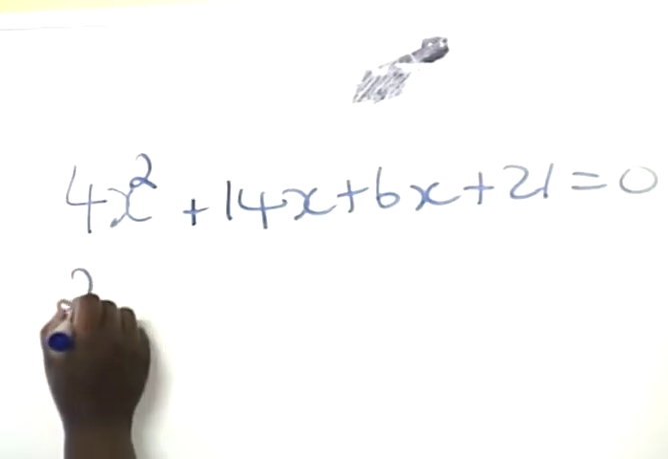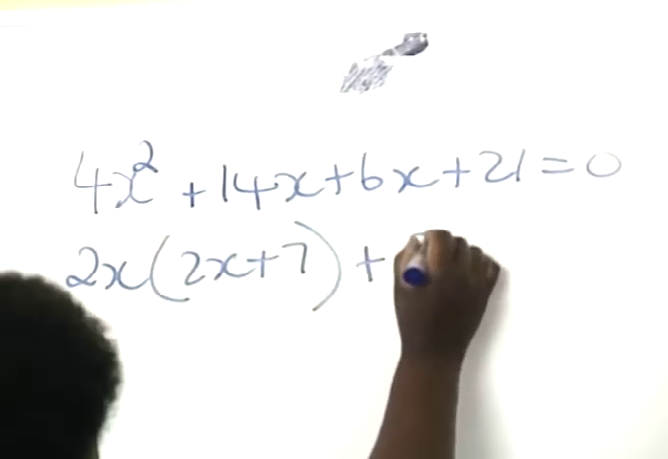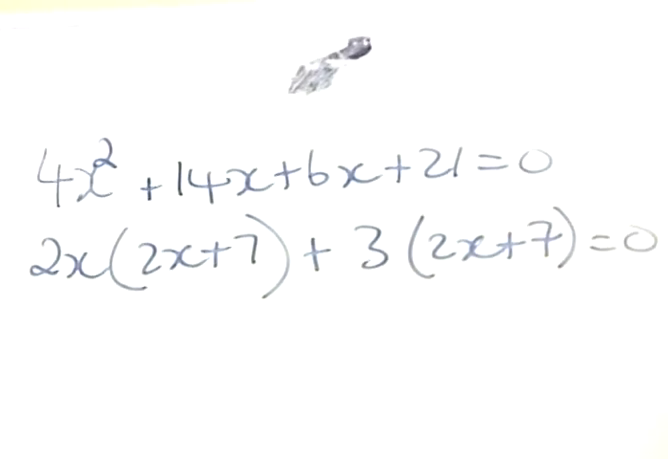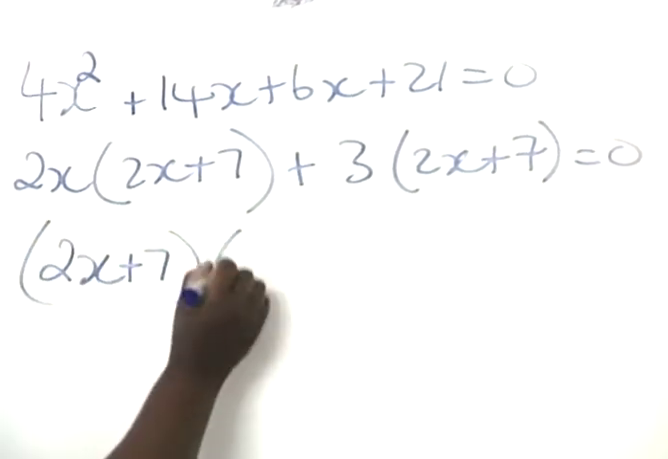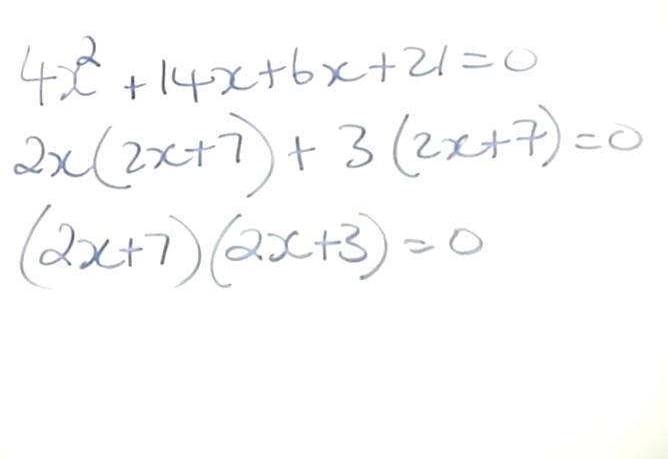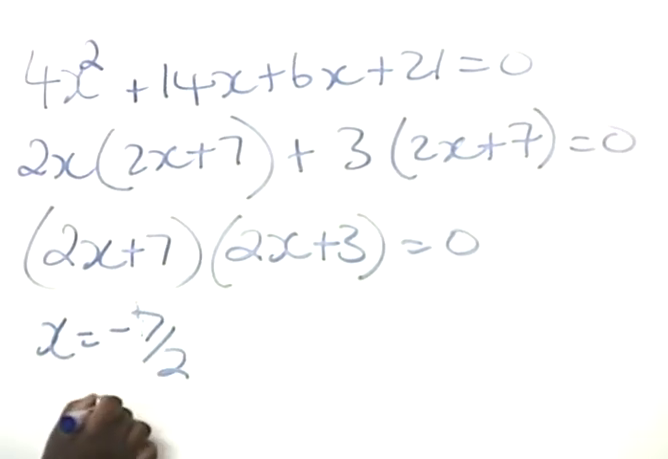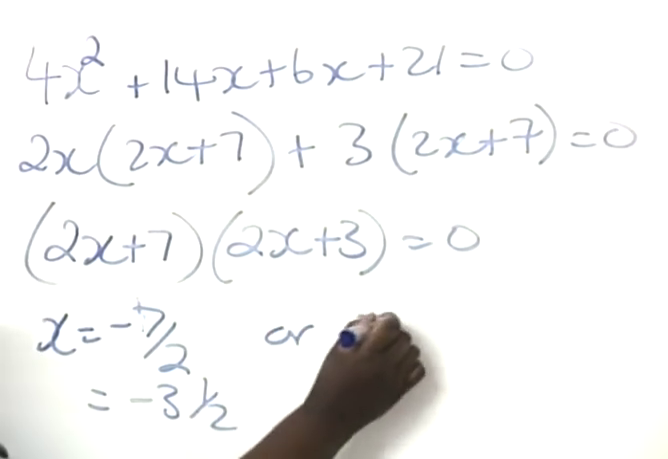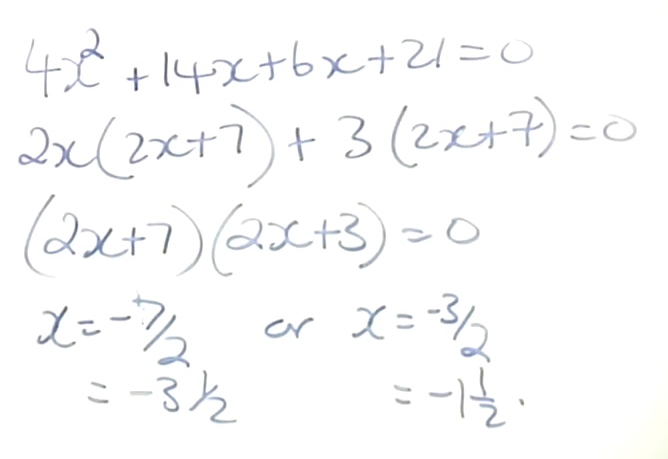And then you factorize. It's 2x plus 7. You get 3. Okay, so you get 2x plus 7 times 2x plus 3 equals 0. Okay, this is going to give minus 7 on 2, which is minus 3 and a half. And this is going to give minus negative 3 on 2, which is minus 1 and a half.